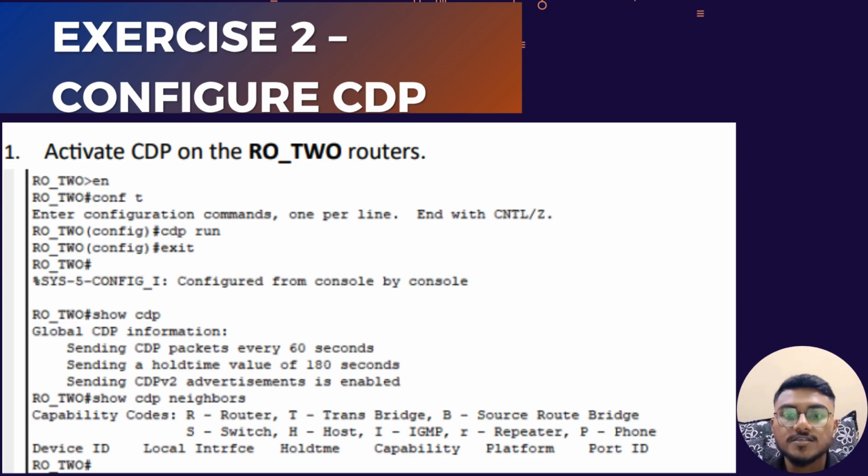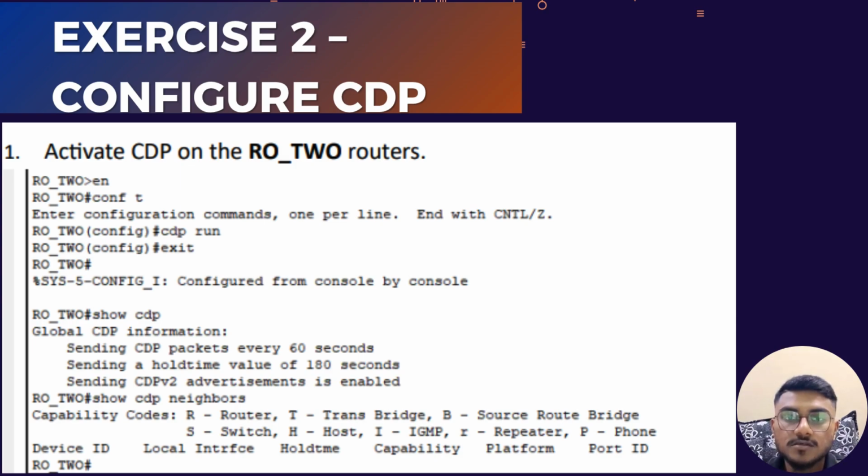Okay, now we are in exercise 2, configure CDP. Okay, so what is a CDP? CDP, Cisco Discovery Protocol, is a Cisco proprietary layer 2 protocol that allows Cisco devices like routers and switches to automatically discover and share information about directly connected Cisco devices. It also helps administrators identify neighbor device names, IP addresses, interface connections, device types and models, and also IOS versions. Okay, so question 1 is asking to activate CDP on routers.